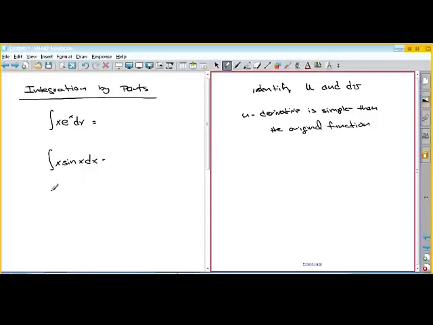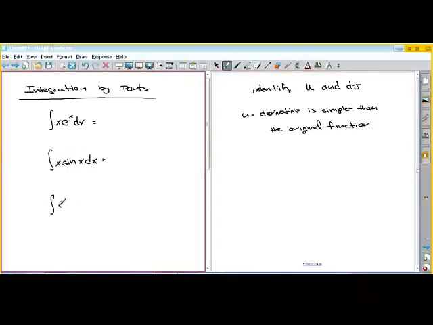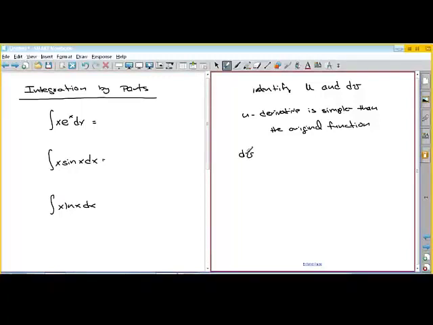Now the only case where, well, I shouldn't say the only case, but the most likely case where u is something other than x or x squared, x cubed, is if you have the natural log. Say if I have x times the natural log of x dx. In that case, the derivative of x is simpler than the function x, but the derivative of the natural logarithm, which is 1 over x, is also simpler.